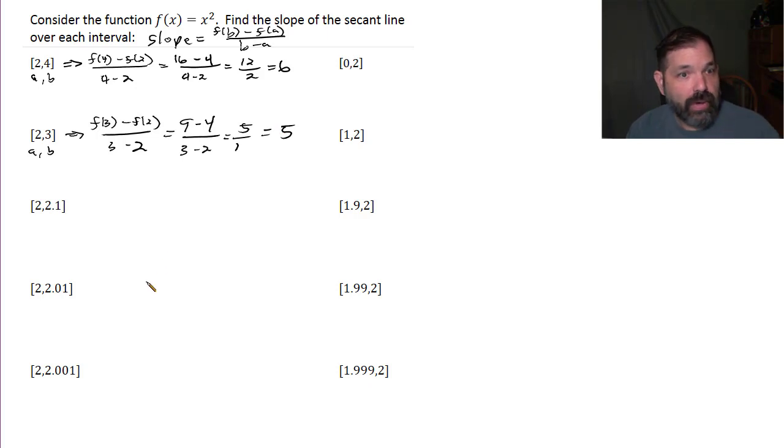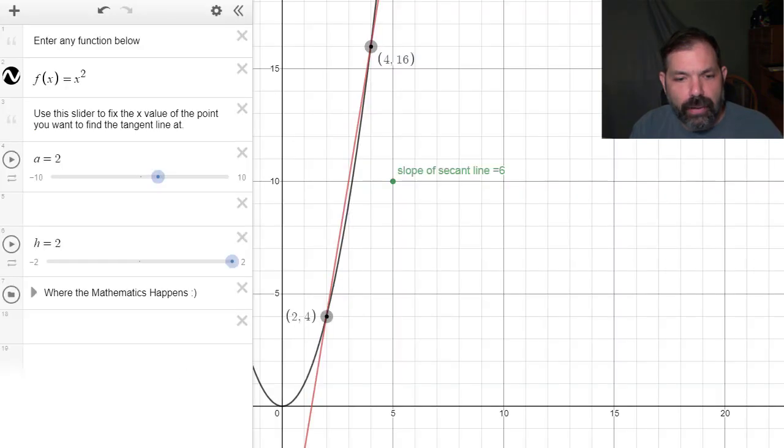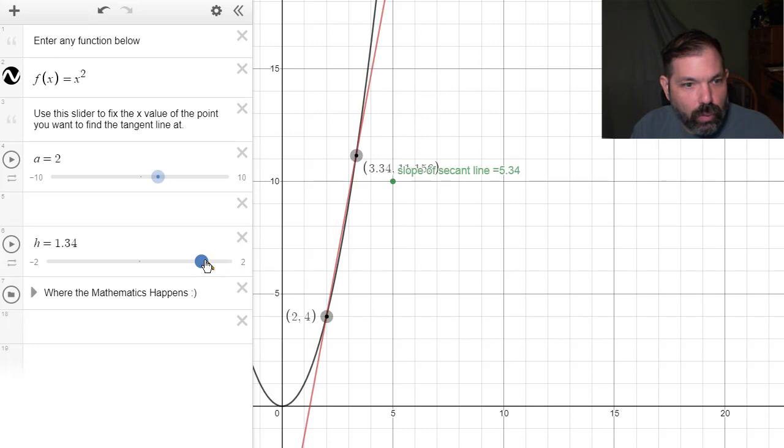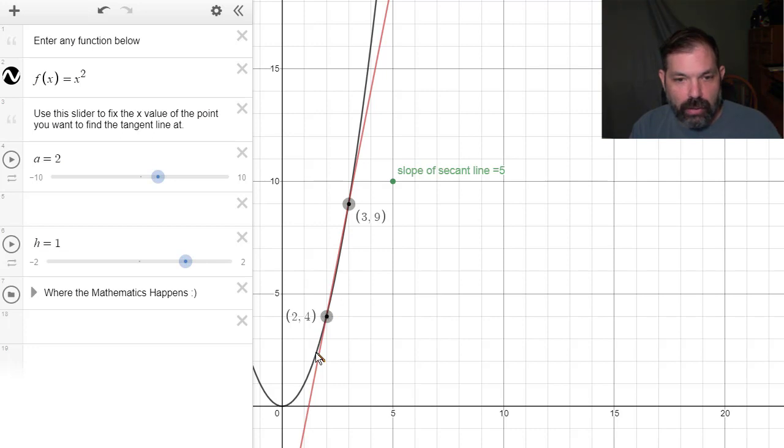So now if my b value is 3, if my second point is when x is 3, the slope of that secant line is 5. Let's verify this over on the graph. Let me drag this h to 1, because that's the distance. And so I've got the secant line going through (2, 4) and (3, 9). The slope of the secant line is 5.